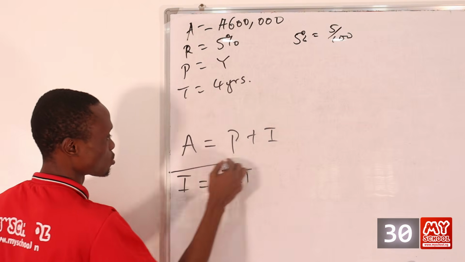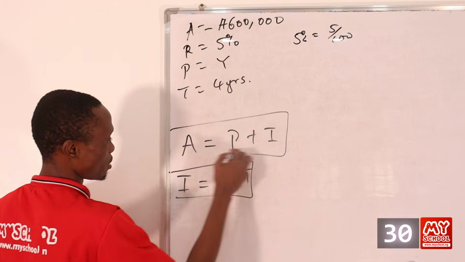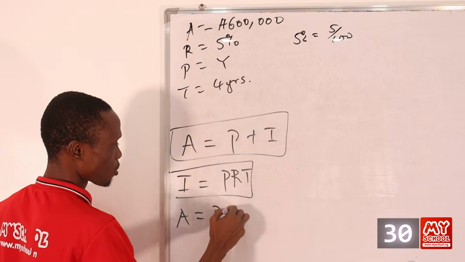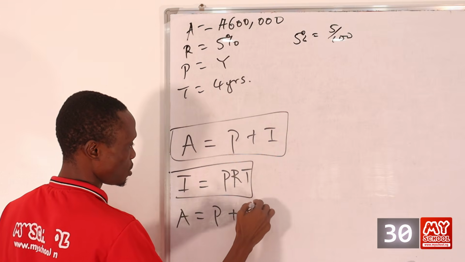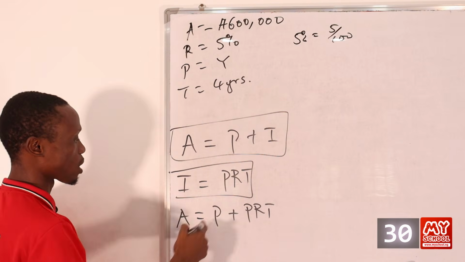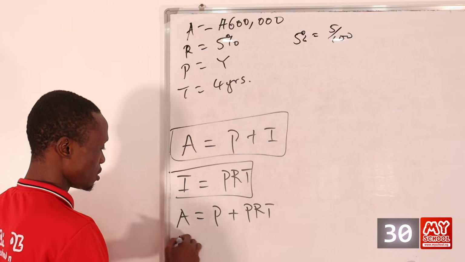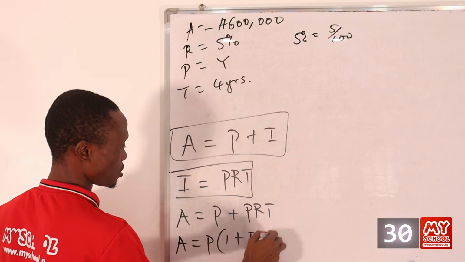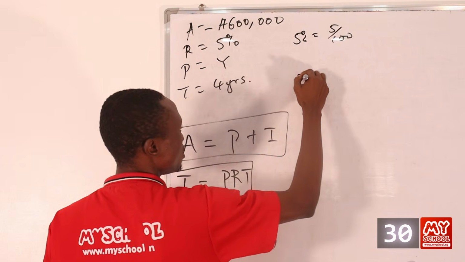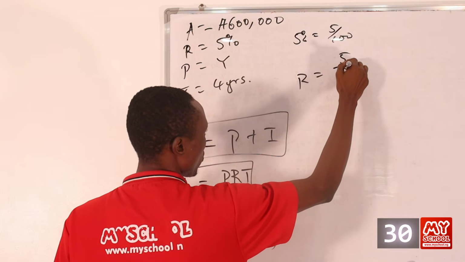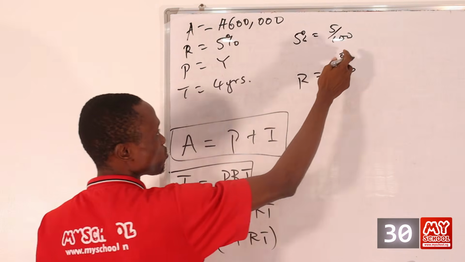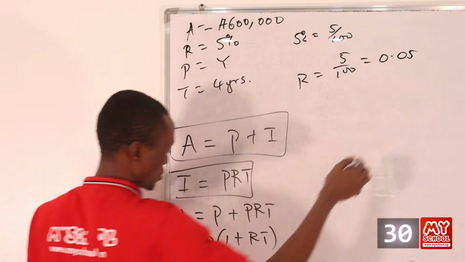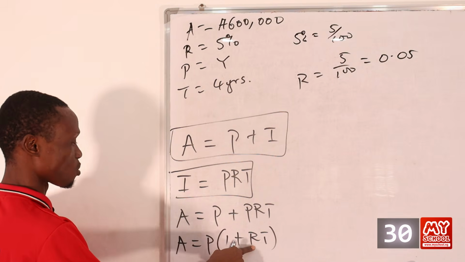So let's just substitute this into this formula here. Amount is equal to principal plus the interest, that is PRT. So here we can factor out P so that A is equal to P bracket 1 plus RT. But remember that our rate is equal to 5 over 100 because it's 5%. So 5 divided by 100 will be 0.05. So in place of r, we are going to put 0.05.